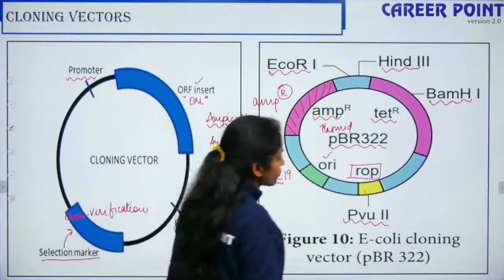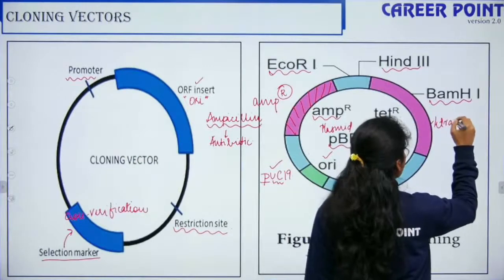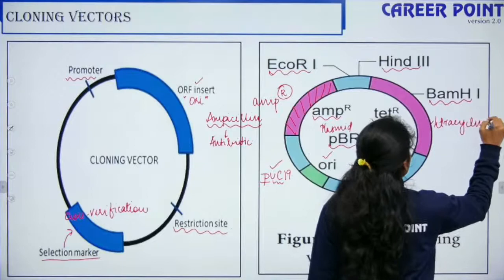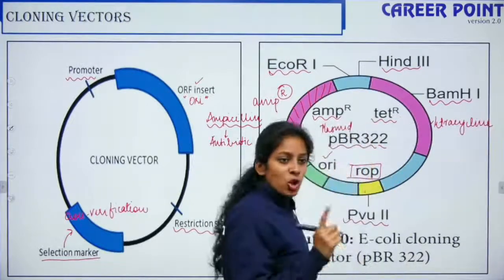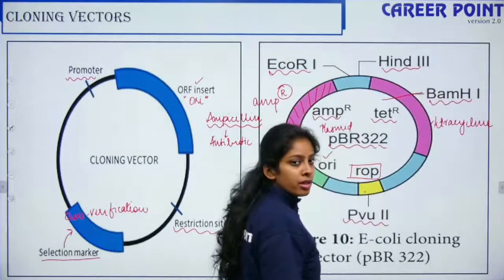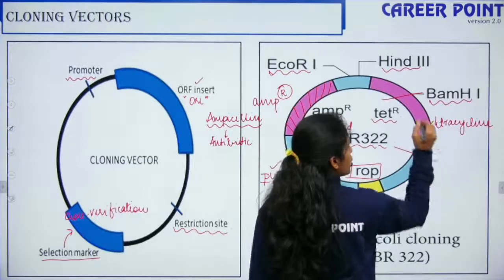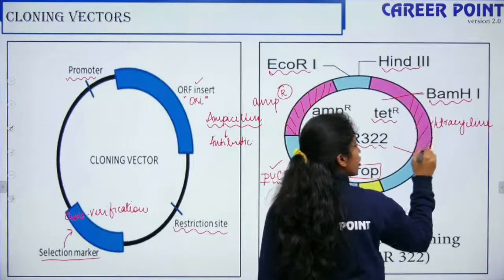Also, what is the function of these antibiotics? Let me tell you. So TET-R stands for tetracycline, which is also another antibiotic. Suppose I cut open my plasmid at the BamHI site. So I am cutting open the plasmid here. It cuts like this. So here I insert my gene of interest.